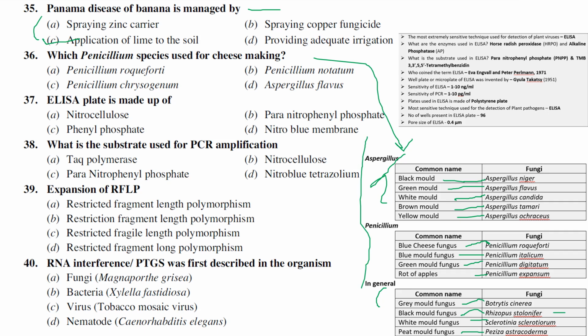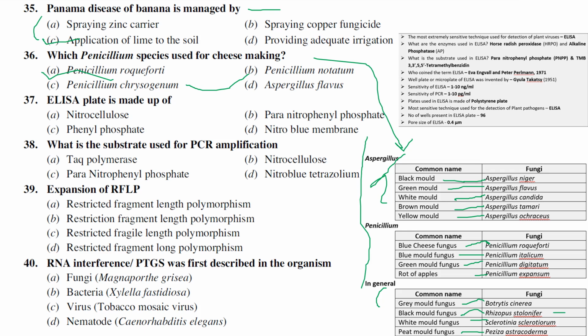So the question is, which Penicillium species is used for cheese making? We have already seen the cheese making fungus is Penicillium roqueforti. Penicillium notatum is now called Penicillium chrysogenum. The name changed to Penicillium chrysogenum. This name was given by Thom in 1904, and penicillin is actually isolated from it, right?